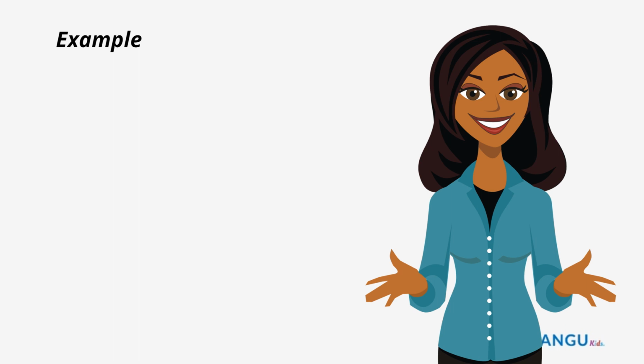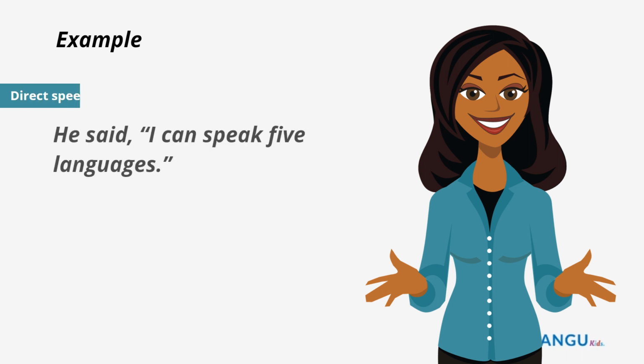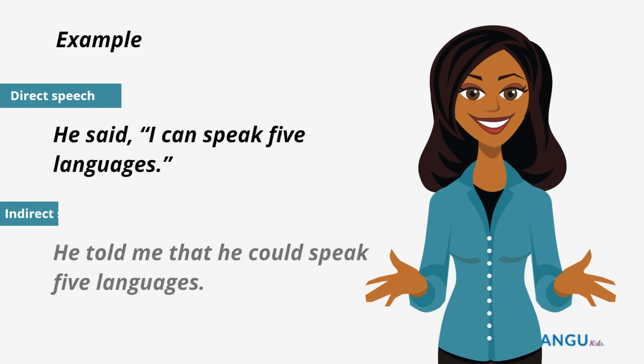Example 1. Direct speech use of modal. He said I can speak 5 languages. Indirect use of modal. He said that he could speak 5 languages. Did you notice how can changes to could in order to switch from direct to indirect use of modals? Let's take a look at another example.